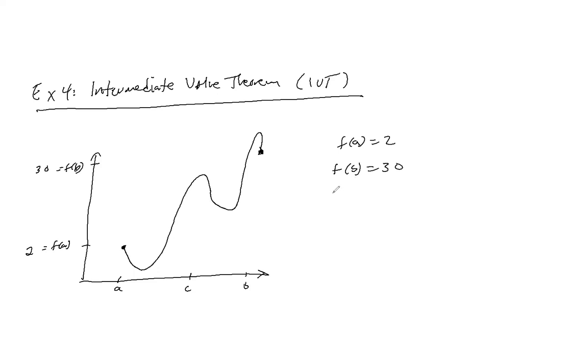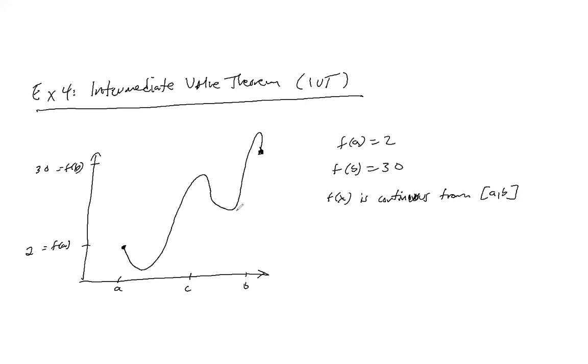Let's say I also know that this function, what I'm calling f of x, is continuous on this interval. Is that how you spell continuous? No, it's not. f of x is continuous from A to B. Let's say I know that for sure. So I know that f of A is 2, I know that f of B is 30, and I know the graph is fully continuous from A to B.